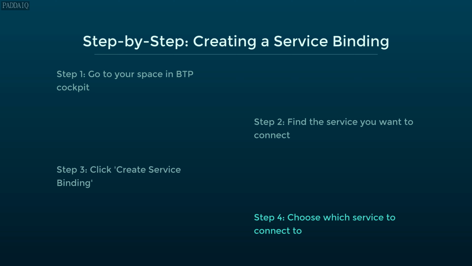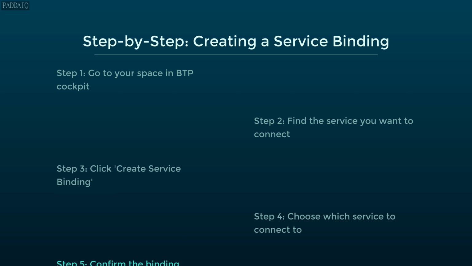Step 4. Choose which service to connect to. This means selecting the specific cloud service your application needs to use. For example, if your app needs a database, you would select the SAP HANA Cloud service here. Making the right choice here ensures your app can securely access the required capabilities.